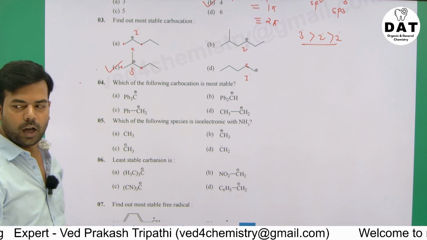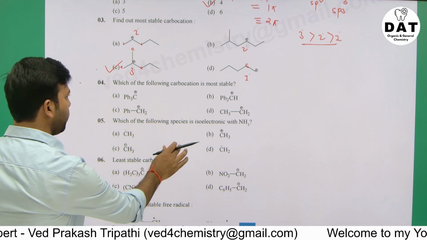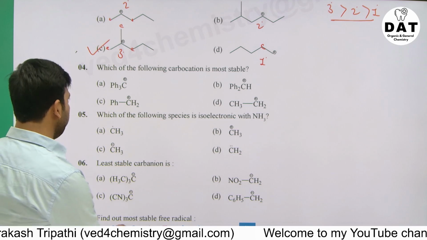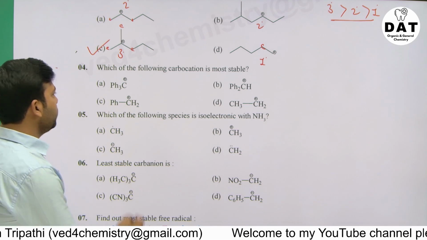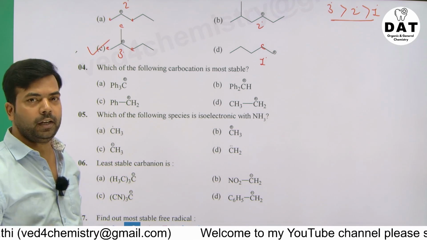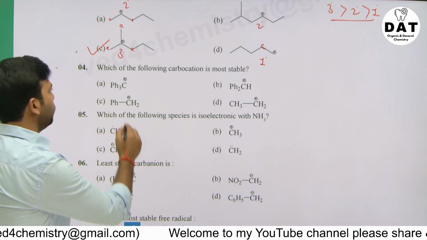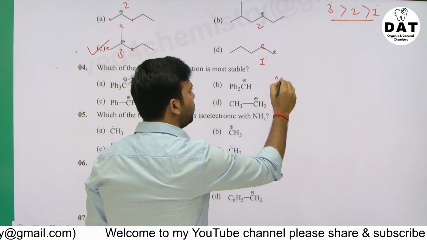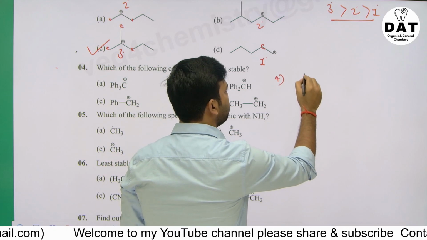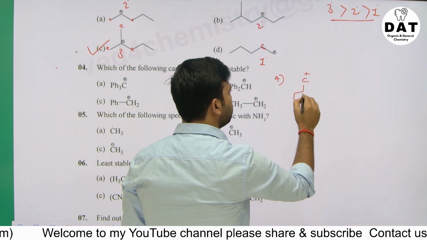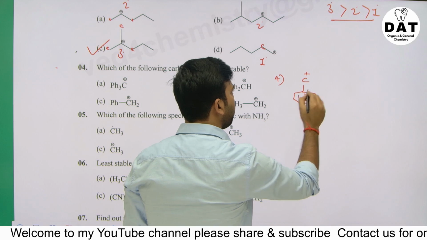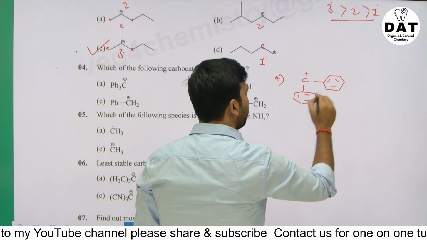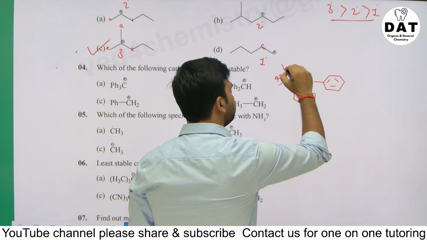Which of the following carbocations is most stable? You can zoom this, yeah. Which of the following carbocations is most stable? So what does this Ph mean? Ph means phenyl. Phenyl is like benzene. So here we have 3 phenyl rings like this. If you are going to draw the A, it is like this, C plus, and with 3 benzene like this. And here we have another one.